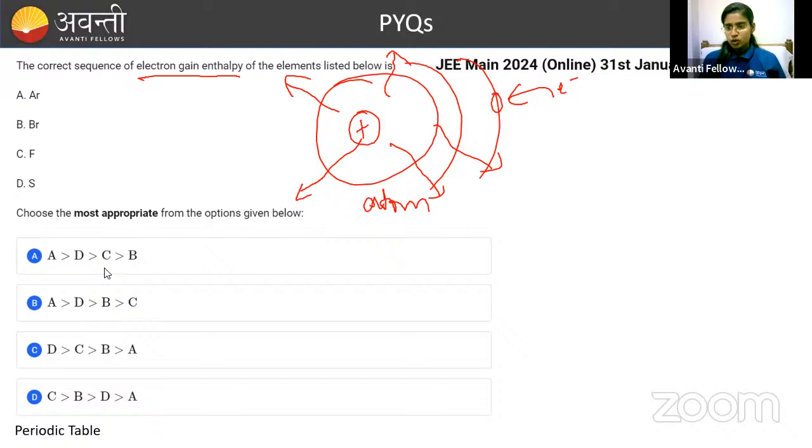I'll tell you the trend also. Across the period, electron gain enthalpy or electron affinity increases. On moving down the group, it decreases. So using this, you can find out the answer. Also, we have some exceptions for second period and third period elements. So I will come to that later.